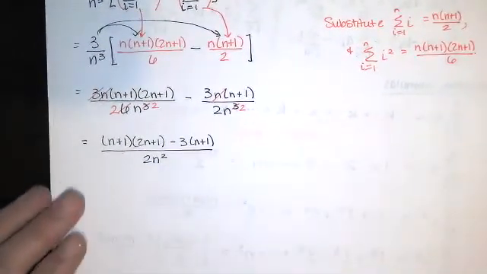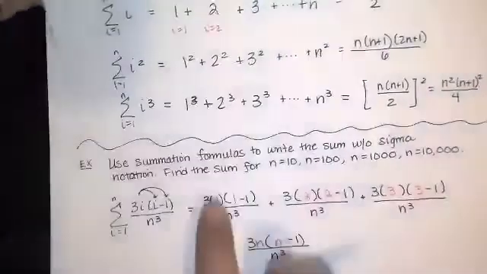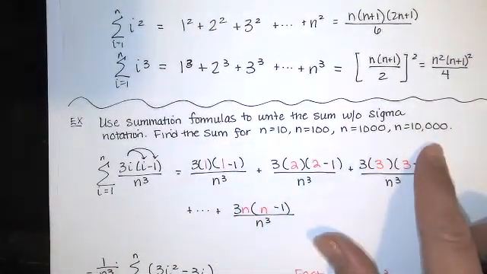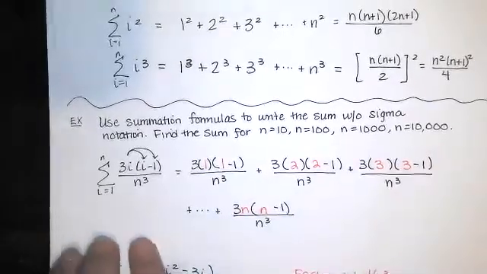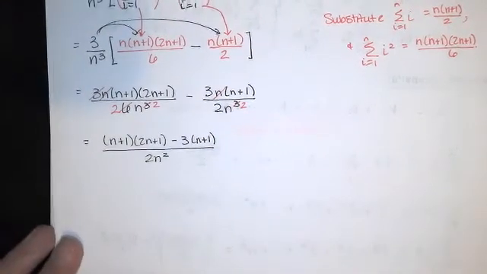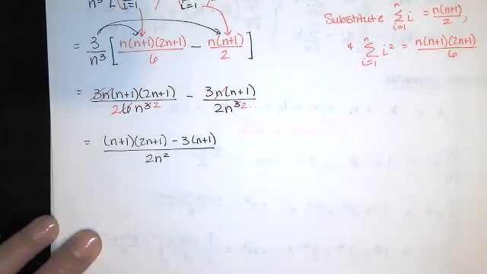And you could start substituting. We were asked to find the sum for n equals 10, 100, 1,000, and 10,000. I think I'd still like to simplify a little further. It's not necessary, but I think everything would look nicer if it was just a little bit simpler.